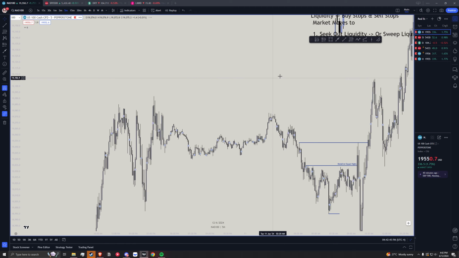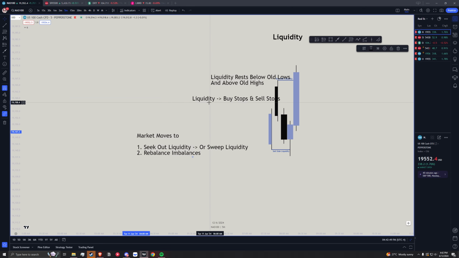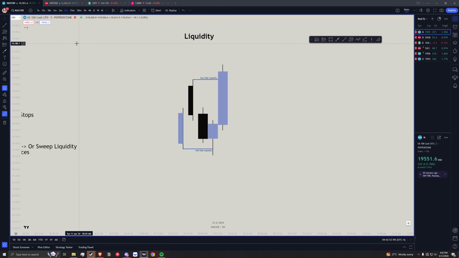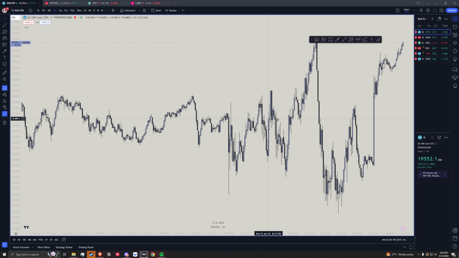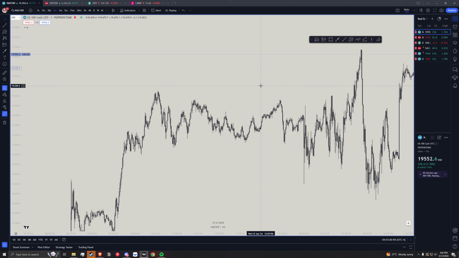Anyways, I hope this explains liquidity really well to you guys. I hope you guys understand liquidity, how to spot it, what liquidity is, and I hope you guys understand what relative equal lows and relative equal highs are, and everything you need to know about liquidity.